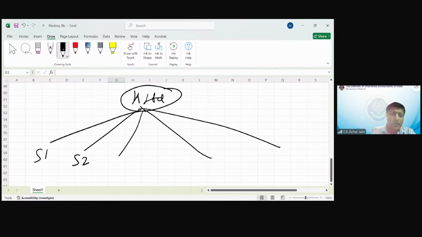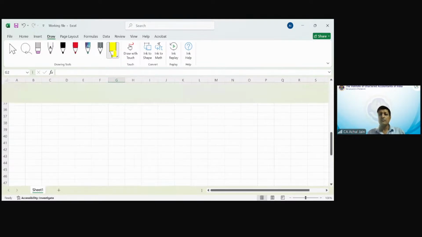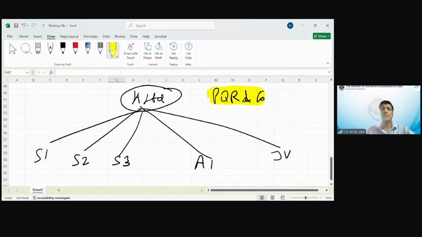Okay, say S1, S2, S3, and we have this A1 and JV. So let's suppose PQR and company is the auditor of CFS. But the components will prepare their own financial statements. Yes or no? Right? So all of these components will prepare their own financial statements.